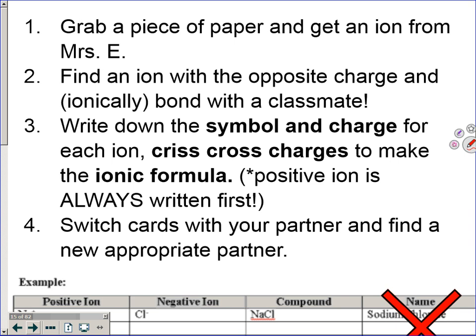3, 2, 1, freeze. Okay, freeze. So you have paired a cation with an anion. You are crisscrossing charges and writing the formula down. You are going to switch that card with the person you bonded with, and you're going to rebond, rebond, rebond.